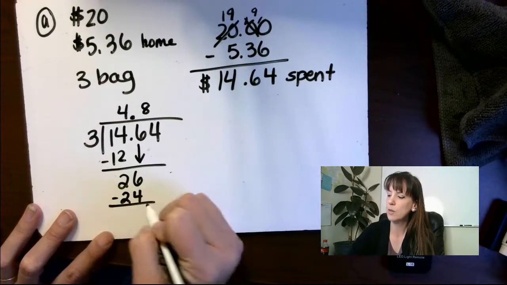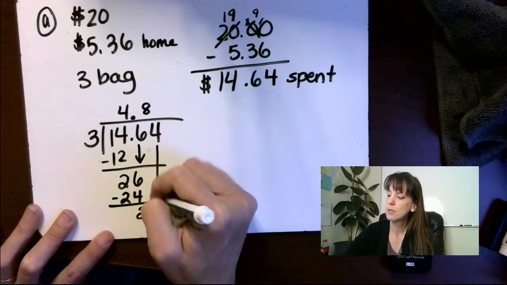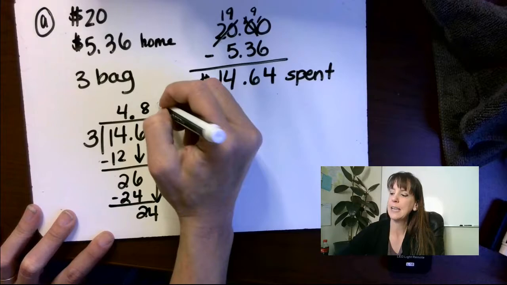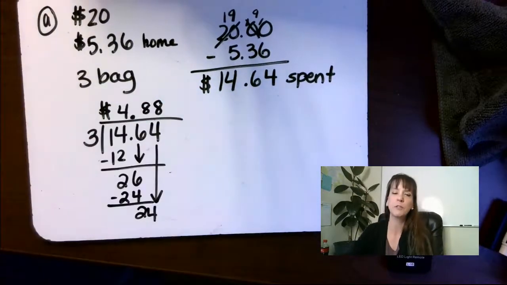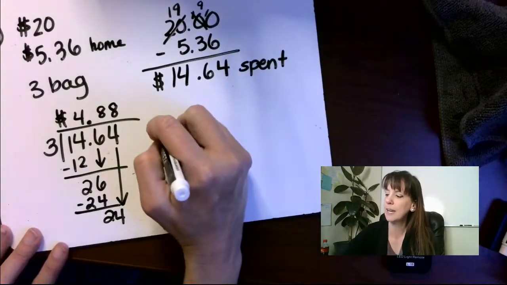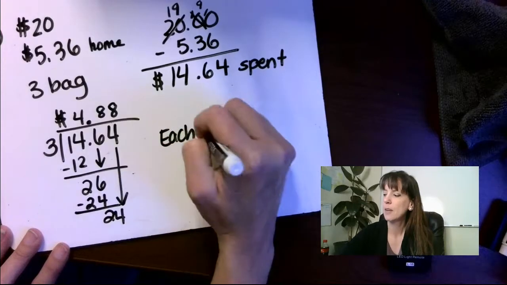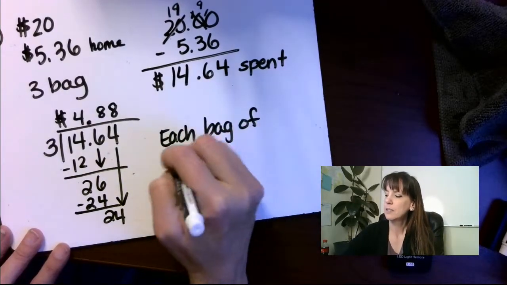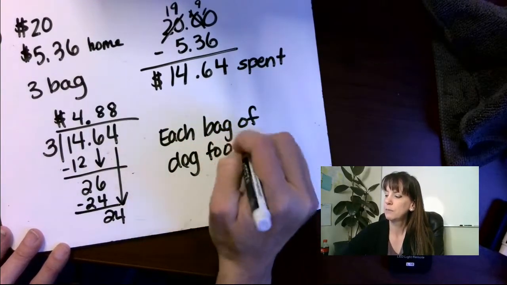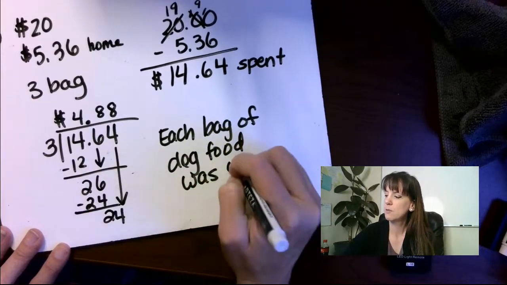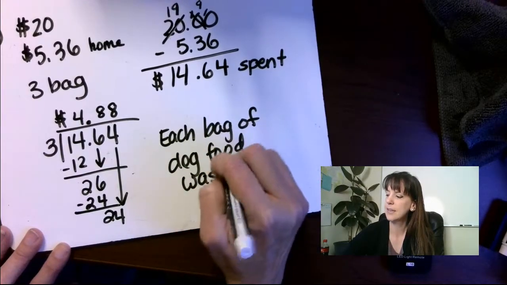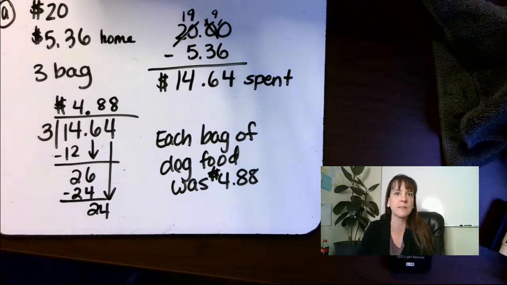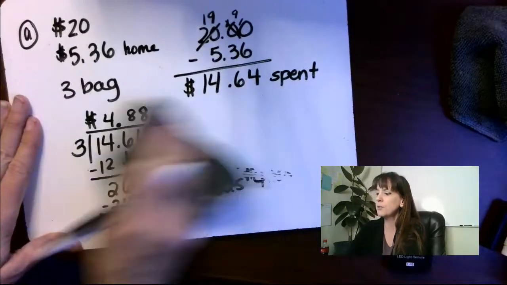24, and when I subtract, I bring down the 4, that's 24, and that's 8 times. So each bag of dog food was $4.88. That's how you would write that as a complete sentence. Good, so those two-step problems, you've got to be really careful on those, okay?